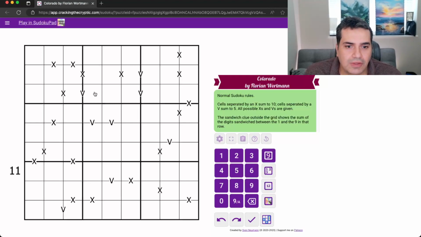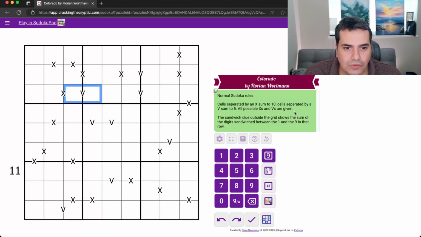Let's take a look at the rules for today's puzzle. The puzzle is Colorado by Florian Wortman. The first rule is that normal Sudoku rules apply. That means for every row, every column, and every box, we need to put in the digits 1 through 9. And then for XV Sudoku puzzles, it's a pretty traditional set of rules. Cells separated by an X, like these two cells, sum up to 10. And cells separated by a V, like these two here, sum up to 5.